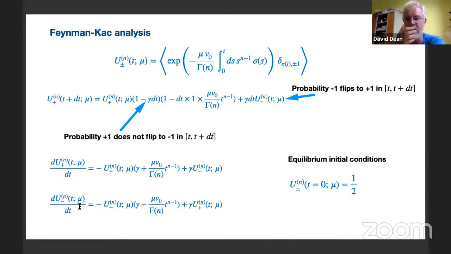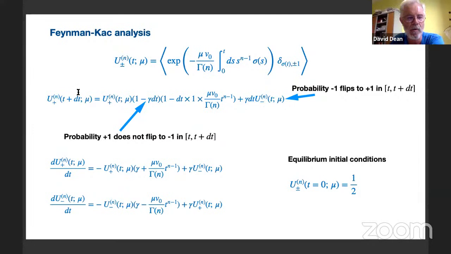So the key to analyzing the problem is to do a Feynman-Kac analysis. Actually, there are a number of different ways of solving this problem. I'm going to show you the first way that we did it and the way that we published. So let me look at this generating function. I'm looking at this expectation value over all the paths which finish with sigma t equal to plus or minus 1. Feynman-Kac sounds very complicated, but it's very easy to see what happens.